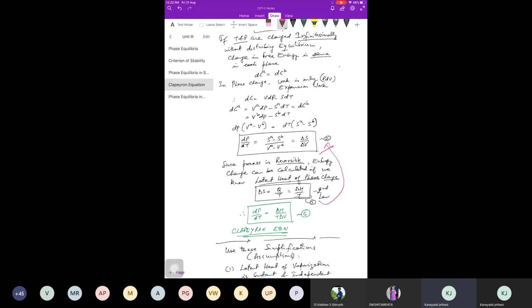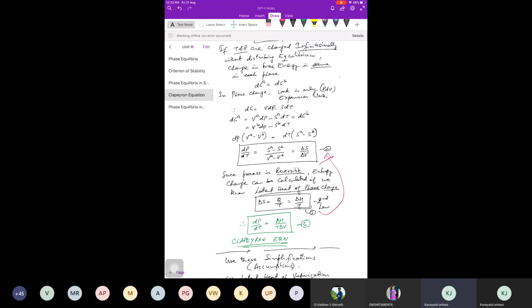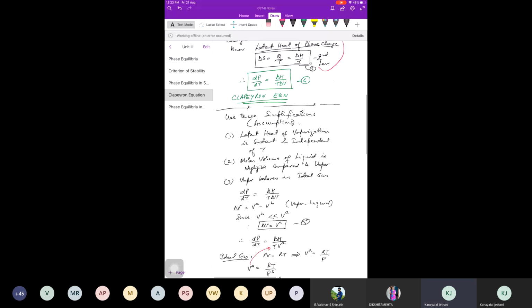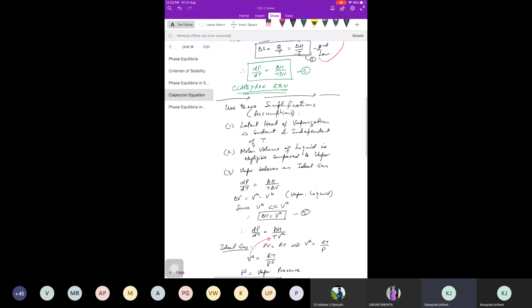And that is Clapeyron equation. Any doubts, questions on equation 4? Okay, so if there are no questions, then we can do some simplifications, some assumptions, because we want to have a simple equation which can be used for calculations, right?